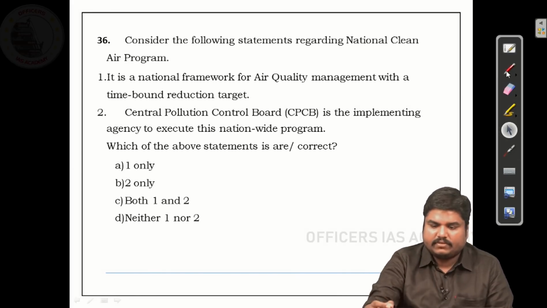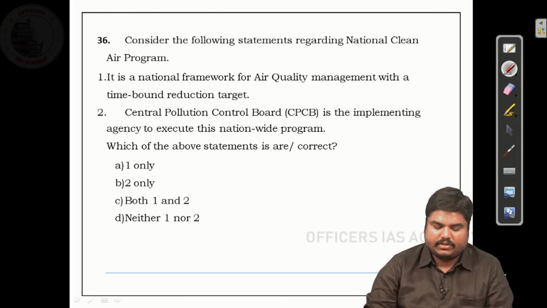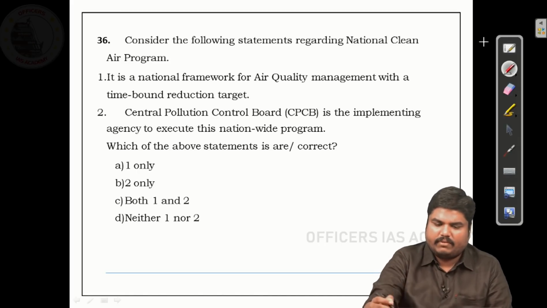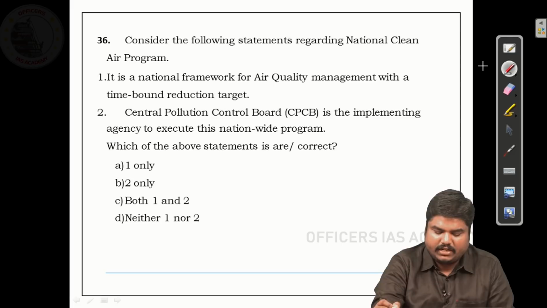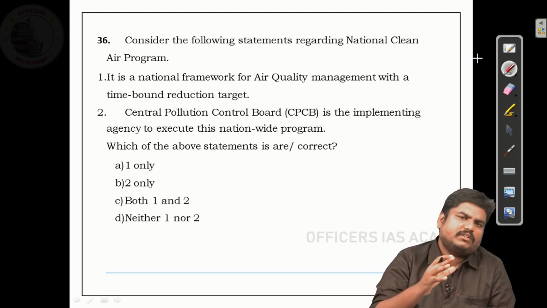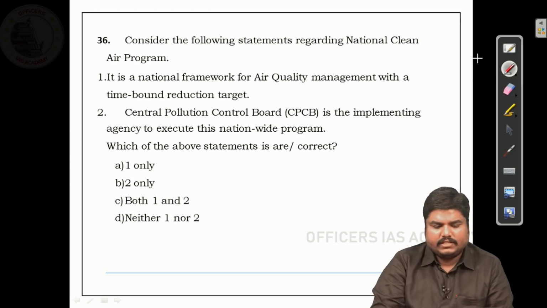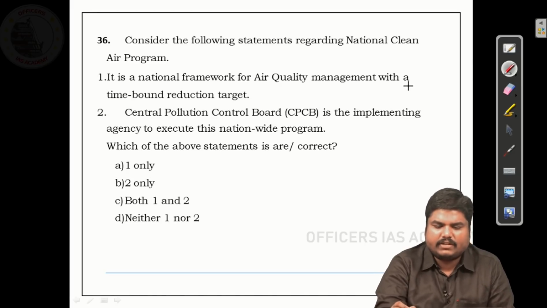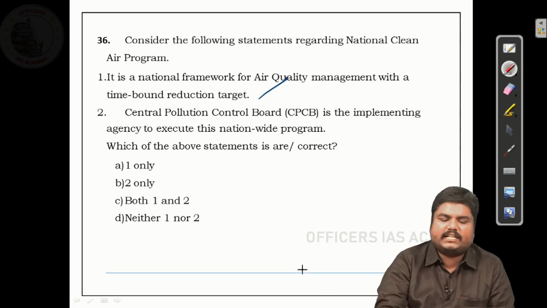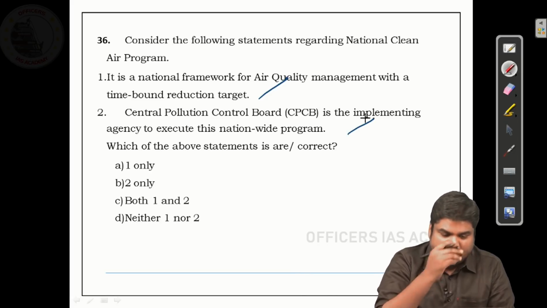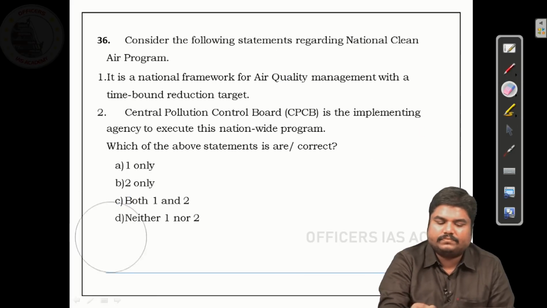36th question. National Clean Air Program. This is a pollution control initiative launched by the Ministry of Environment to cut the concentration of particulate matter 10 and particulate matter 2.5. It is a national framework for air quality management, that is a correct statement. CPCB is implementing, that is also a correct statement. Answer is going to be C, both 1 and 2.